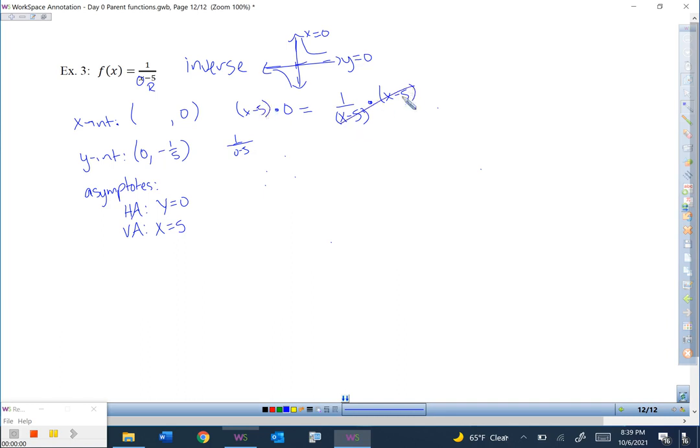And then those cancel out, leaving us just with the 1. Here, we're taking this times 0, and anything times 0 stays 0. So there's no x left at this point. That indicates this is a no solution, or no x-intercept, so there's none. And I hope that makes sense to you.